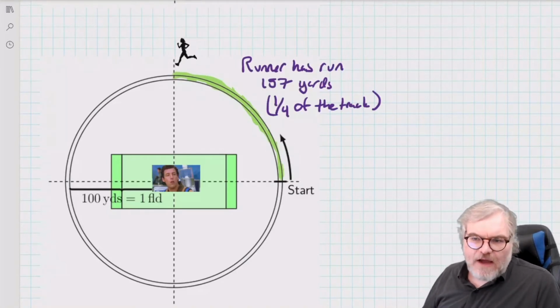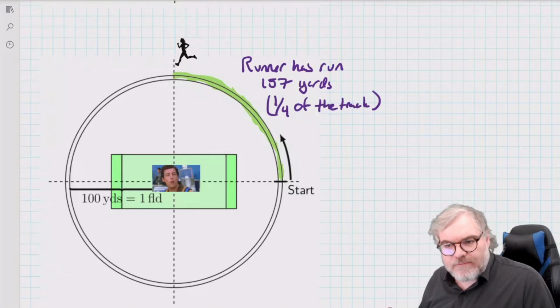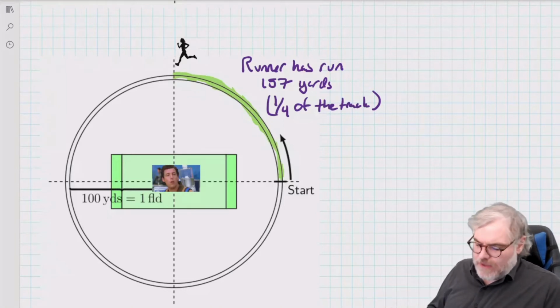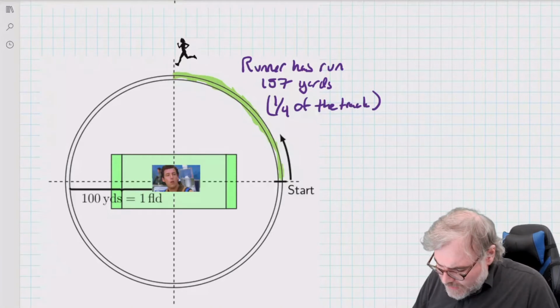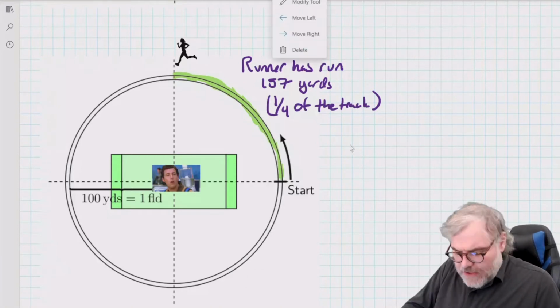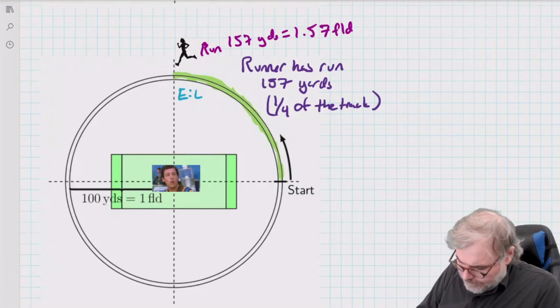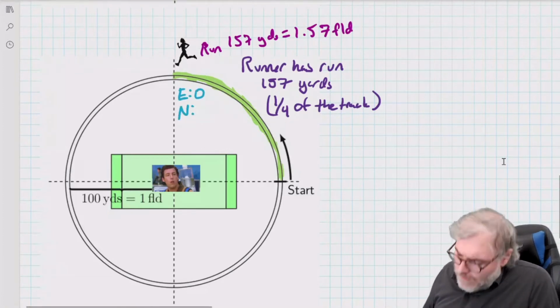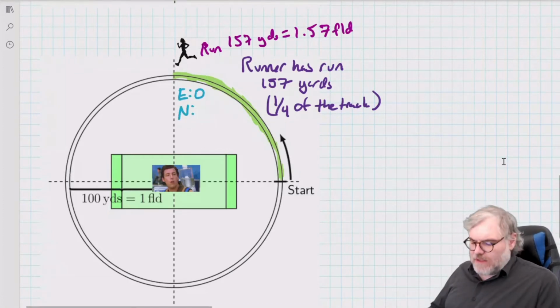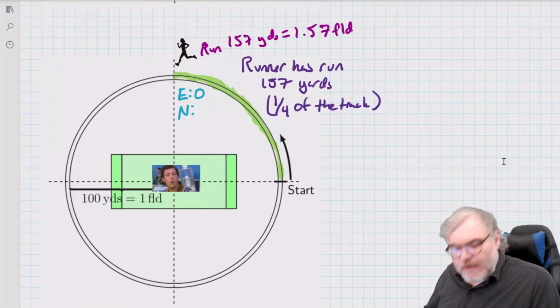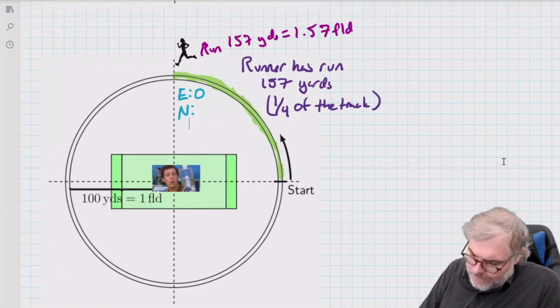The question is, how far does the water boy go east? And how far does the water boy go north? Well, the water boy is going to go 0 east. And the northiness, well, how far north is the water boy going to go? Well, he's going to go 100 yards.